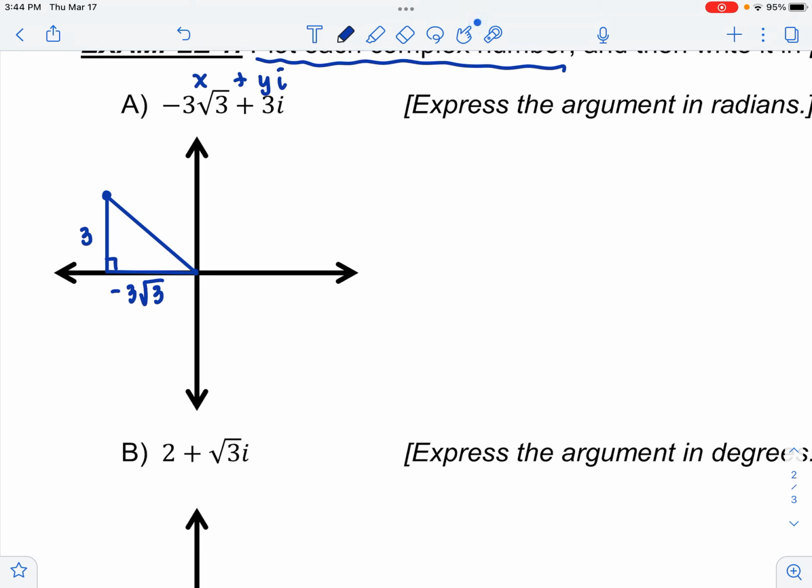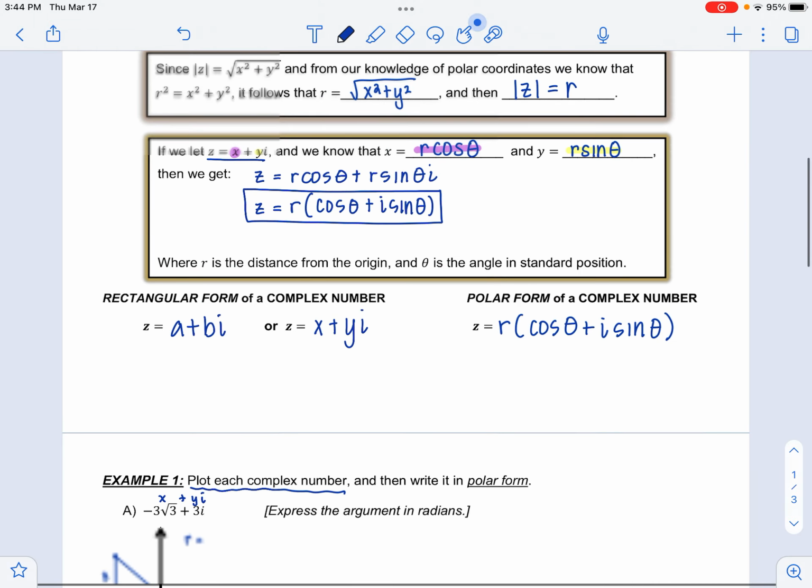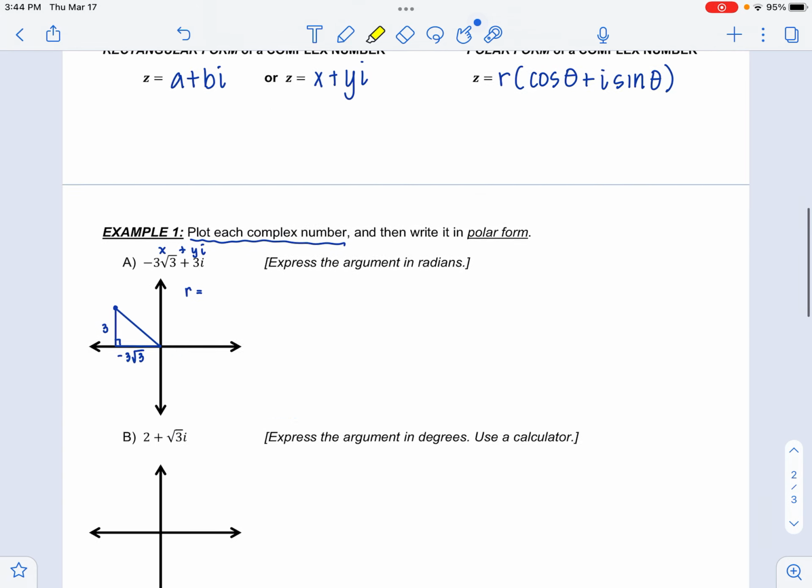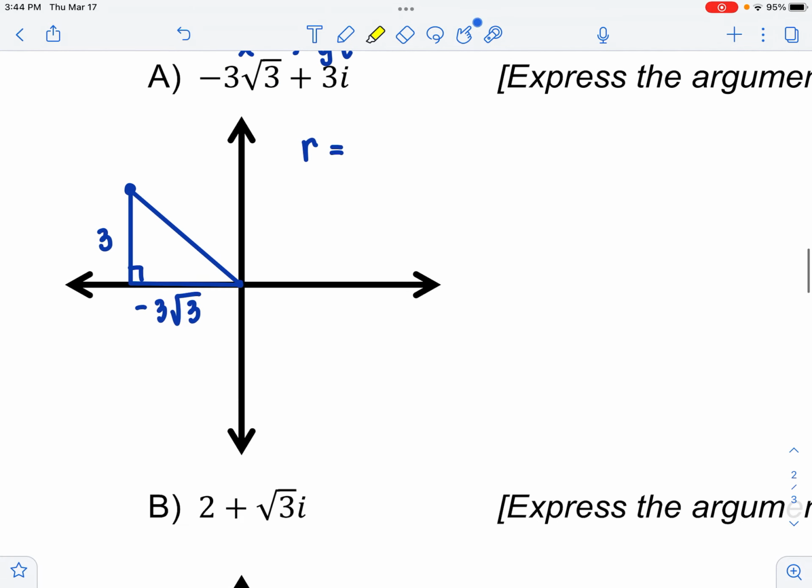All right, so we need to find r first. We're going to use the adjusted Pythagorean theorem. If you look right here, let me zoom out a little bit. We're going to use this right here. It's already solved for r. It's just the Pythagorean theorem already solved for r. r equals the square root of negative 3 root 3 squared, x squared that is, plus y squared, 3 squared.